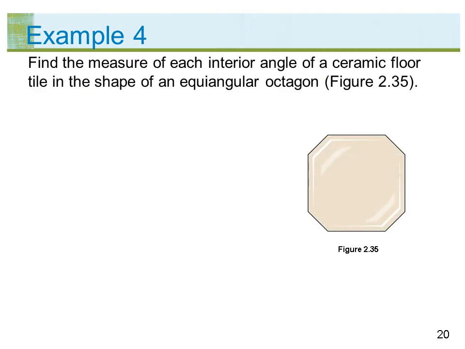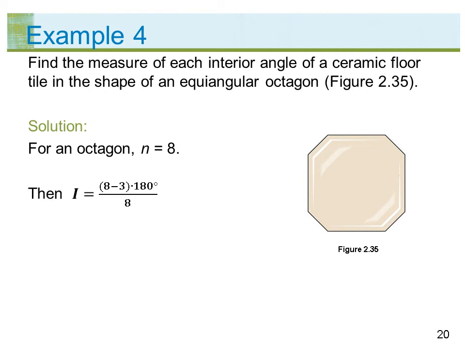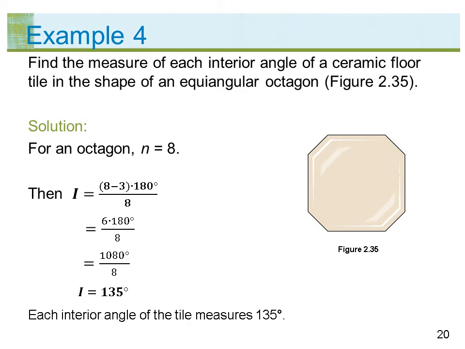Find the measure of each interior angle of a ceramic floor tile in the shape of an equiangular octagon. Figure 2.35. Solution. For an octagon, n equals 8. Then, I equals the quantity 8 minus 2 times 180 degrees, all divided by 8, equals 6 times 180 degrees divided by 8, equals 1080 degrees divided by 8, I equals 135 degrees. Each interior angle of the tile measures 135 degrees.